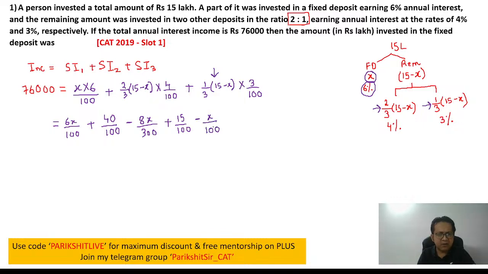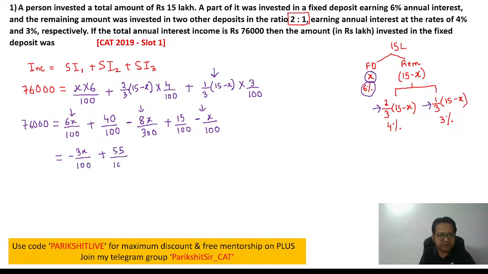I think it's all about you being able to calculate this. I think you can easily calculate this. Can you calculate this? I think you can. 6x minus 8x, group the like terms together. 6x minus 8x minus x is 6x minus 9x minus 3x by 100 plus 55 by 100.